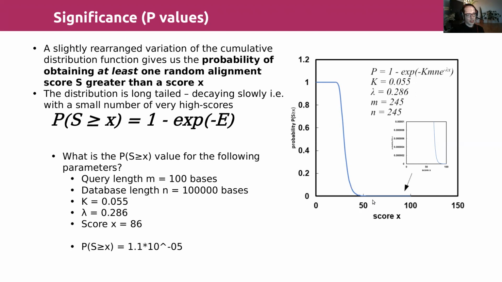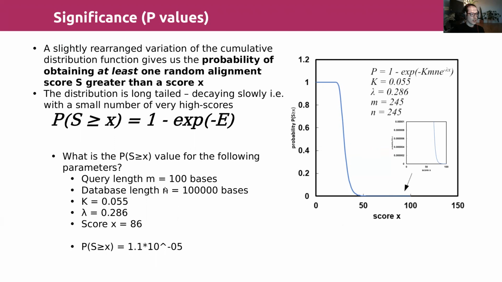And you can think of it this way. It's like asking what is above a certain point. If we pick a score x here, then how much of this cumulative distribution is left over out here?